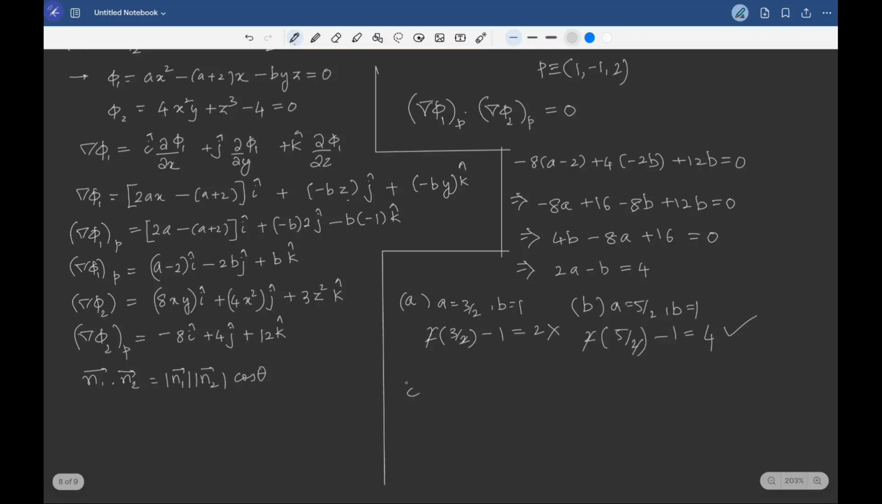Checking C. A is equal to 7 by 2, B is equal to 1. 2 times 7 by 2 minus 1, this becomes 6, so it is also wrong. D. A is equal to 9 by 2, B is equal to 2. So 2 times 9 by 2 minus 2. 2 to cancel, 9 minus 2 is 7. So this is also a wrong answer. So the right answer is B.